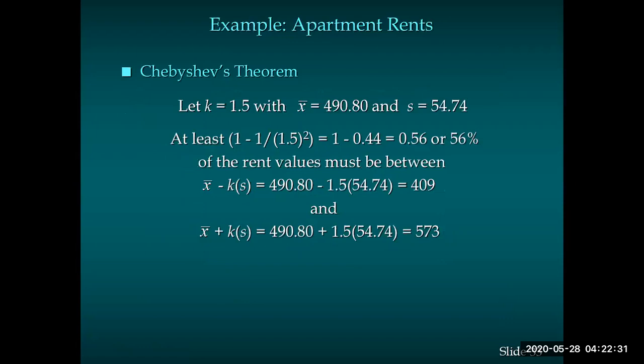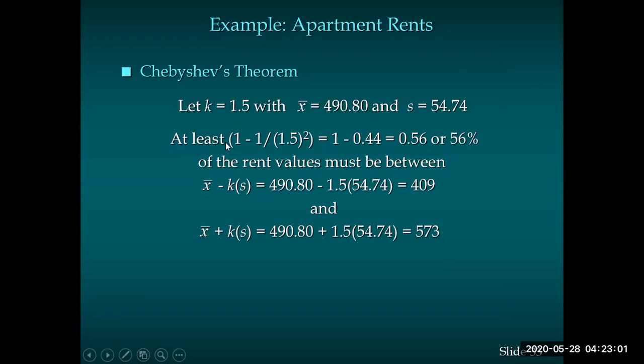Now let's take an example. For a data set, I think this is the same data set that we've been working with, the apartment rental data, we had the mean of 490.8 and the standard deviation of 54. You can see we have assumed k to be 1.5. Sometimes you have to assume the k, sometimes the z value, or sometimes we may have it. It depends on a number of factors that will come later.